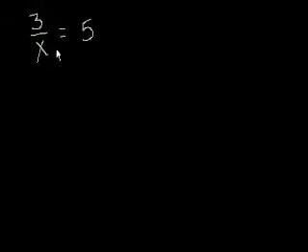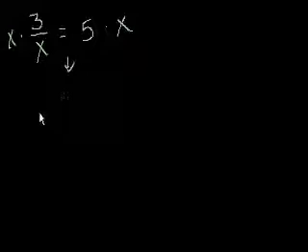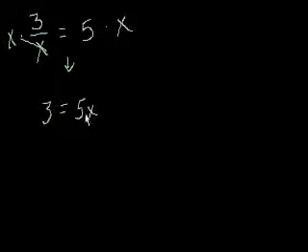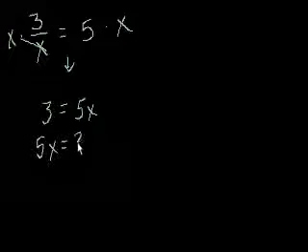One way to get a number out of the denominator is if we were to multiply both sides of this equation by x. You see that on the left-hand side of the equation, these two x's will cancel out, and on the right side, you'll just get 5 times x. So the two x's cancel out, and you get 3 is equal to 5x. Now we could also write that as 5x is equal to 3.